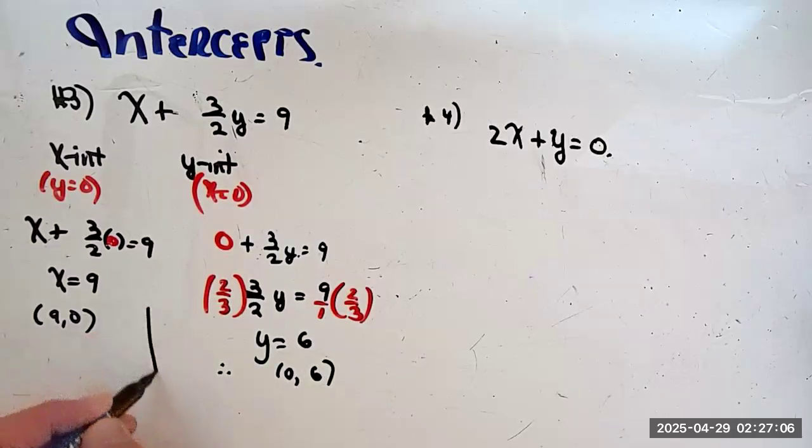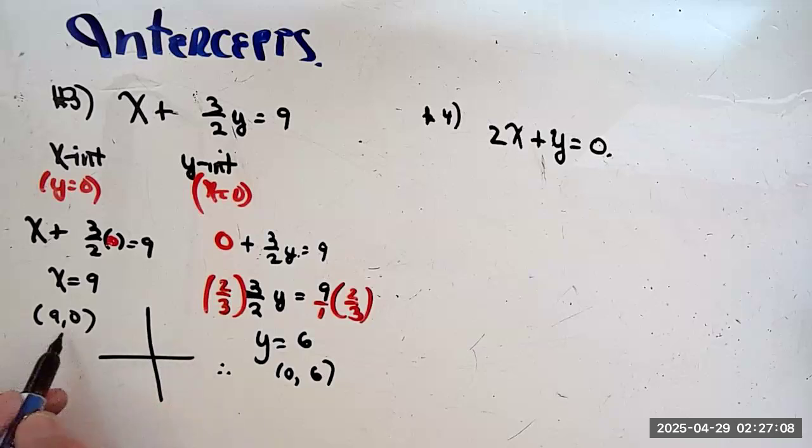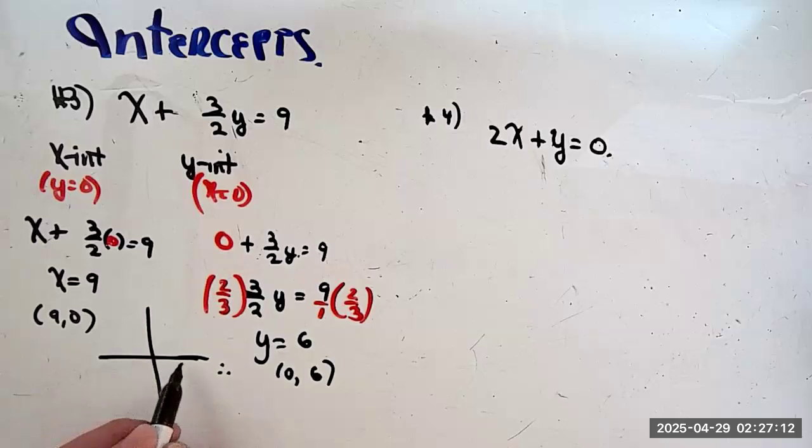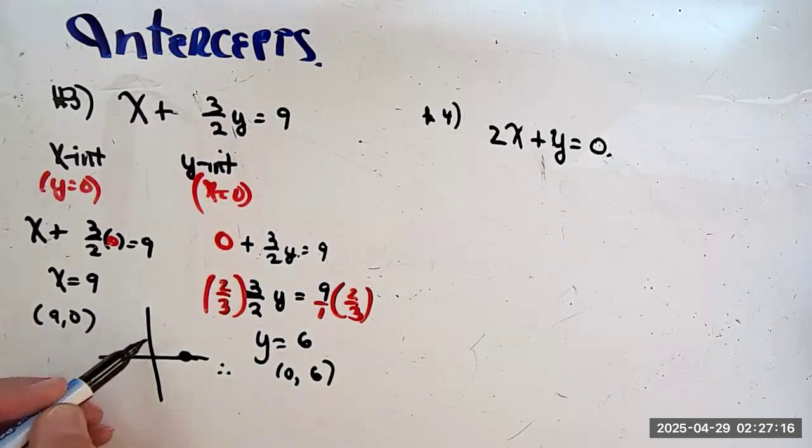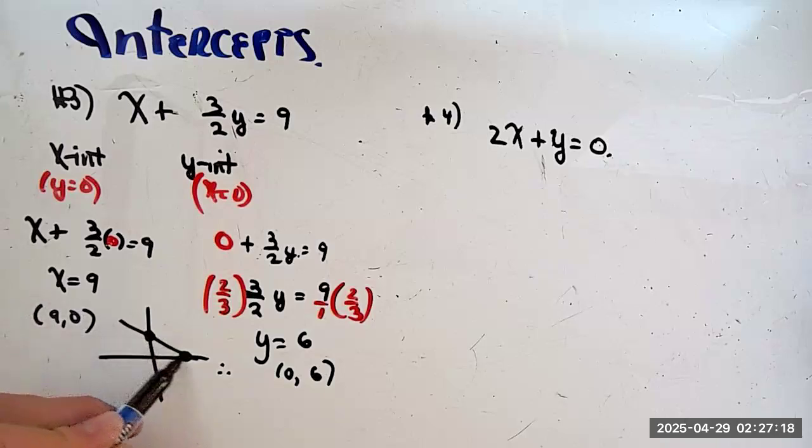See if we can squeeze it here. So we say that we're going to hit the x-axis at 9. Obviously, this is not at scale here, 9. And the y at 6. So somewhere here, this will be your line.